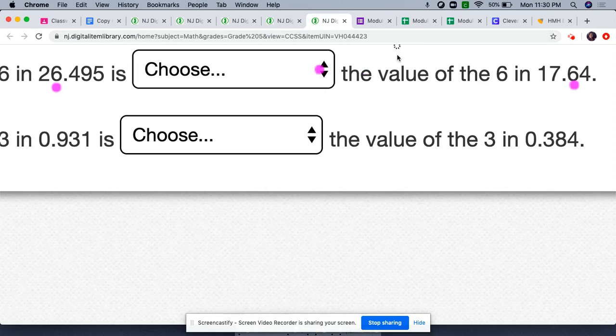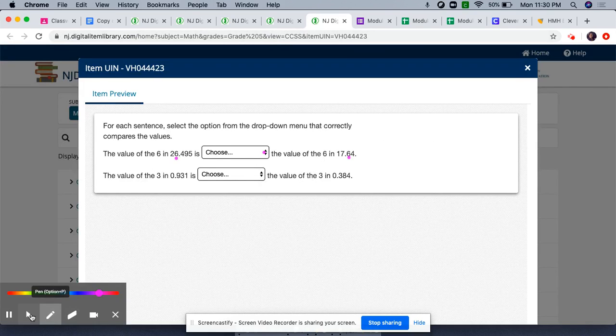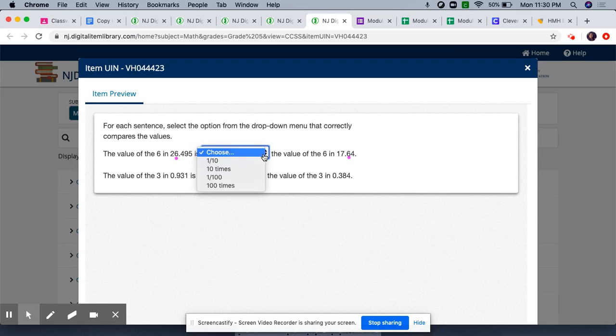Oh, sorry, that's not what I meant to do. I meant to open it. So this 6 in the tens place, times what? Which of these will give you a 6 in the ones place? And then same thing over here. The 6 in the hundredths place is what with the 3 in this number. So this 3 is in the tens place. This 3 in the tens place times what will give you a 3 in the hundredths place?